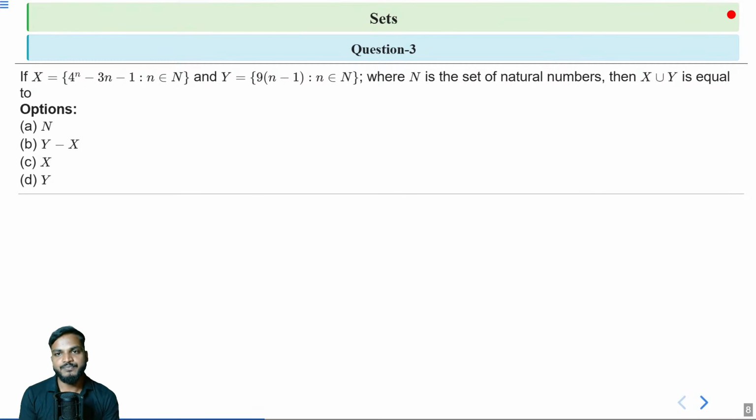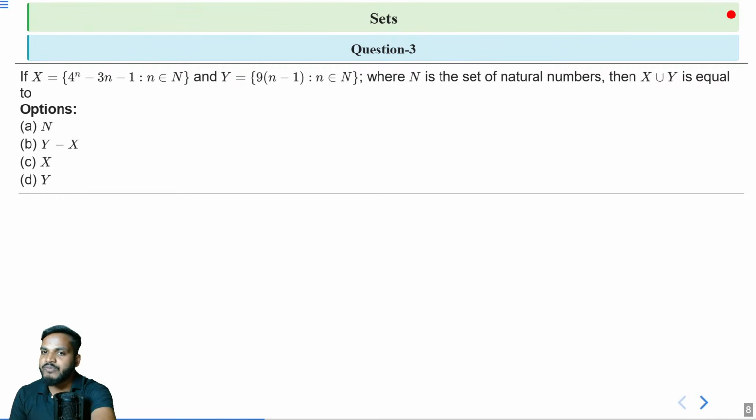Let's move to the next question. Question number 3: we are given two sets, set X and set Y. Set X has elements of the type 4 to the power n minus 3 into n minus 1, where n belongs to the natural numbers. And set Y is defined as 9 into n minus 1, where n is a natural number. We need to find X union Y.